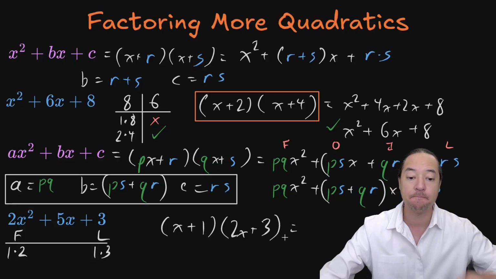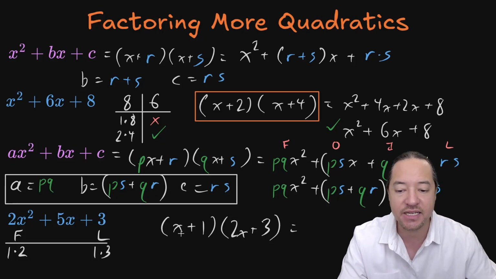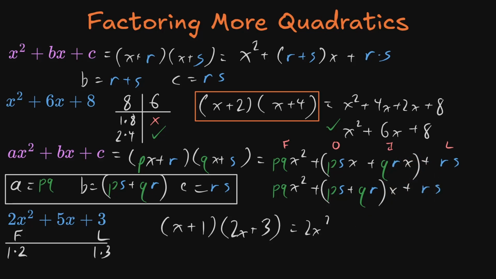So let's FOIL this out. Let's see what we get. We're going to get a 2x squared, and then plus something, and then over here we'll get a 3 times 1, which is a 3. Now in the middle, it's going to be outer times outer, so that's a 3x, and then inner times inner, that's a 2x, but I just want to add these together, 2x plus 3x, this is 5x, okay, so 5x, and is this what we were looking for? Yes, it is. So this method does in fact work.